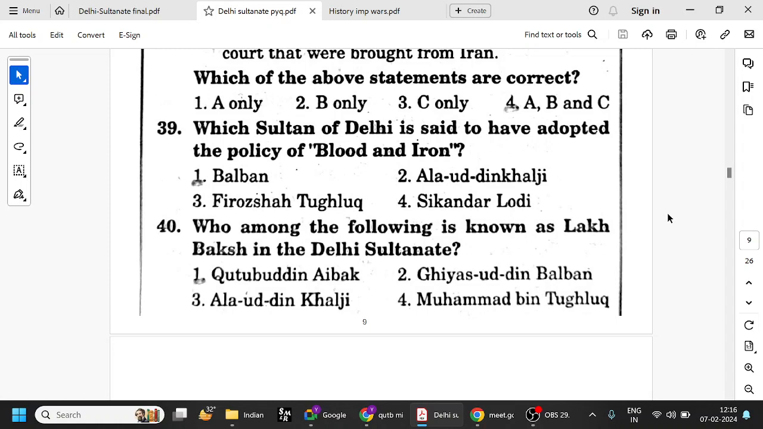So he was very much in favor of royal blood. If anyone came from royal lineage, he used to give them a lot of respect. And if someone was not from royal lineage, he never used to respect them.